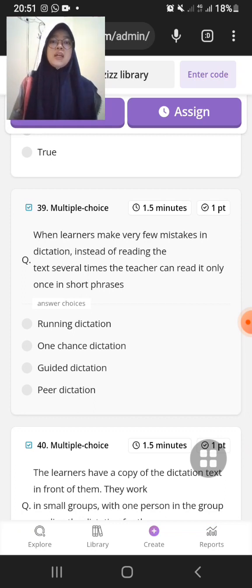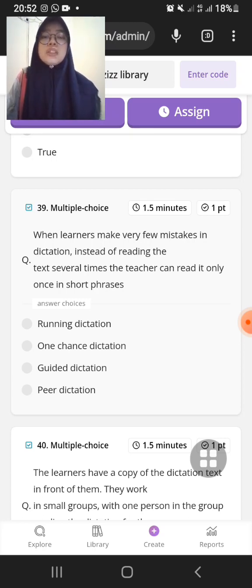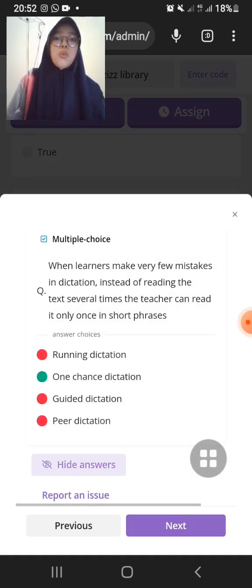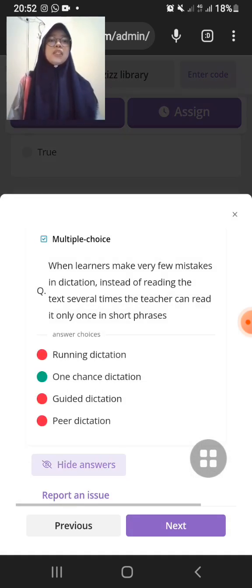Question number 39. When learners make very few mistakes in dictation, instead of reading the text several times, the teacher can read it only once or in short phrases. The answer is one change dictation. Because if the learners know that it will be read only once, it provides a challenge for them to pay attention. If they know that the teacher will read the text several times, they might not listen carefully to the first reading.